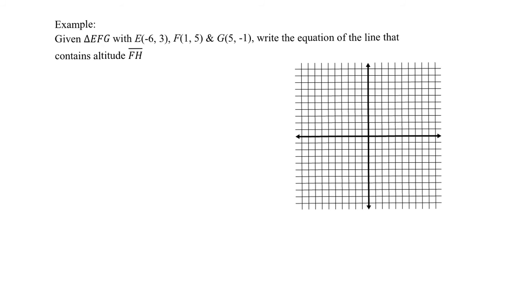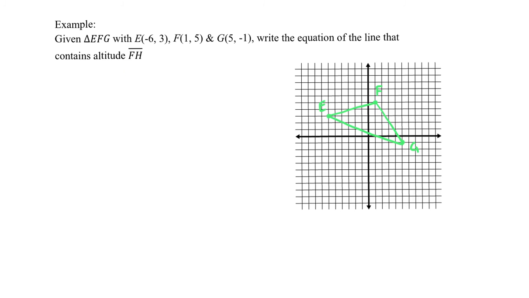So we've got (-6, 3). That's going to be my E. We've got F is (1, 5). There's F. And G is going to be (5, -1). Okay, and that's going to be a triangle. All right, write the equation of the line that contains altitude FH.